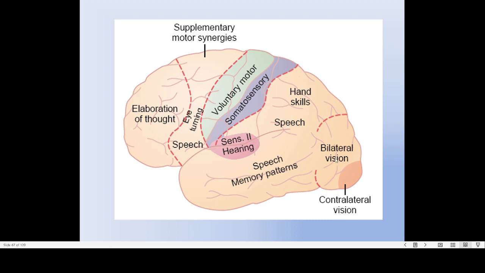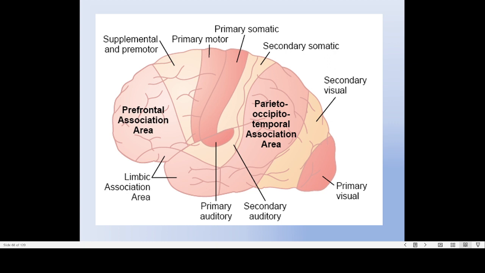In the occipital lobe there is bilateral vision, that means the vision of both eyes, and also contralateral vision. In the temporal lobe is mainly hearing, associated with speech as well as the memory centers. Looking at this figure, the primary motor area is the precentral gyrus, and the primary somatic area is the postcentral gyrus. Just below the postcentral gyrus there is a primary auditory area. In front of the precentral gyrus are the supplemental and premotor areas.